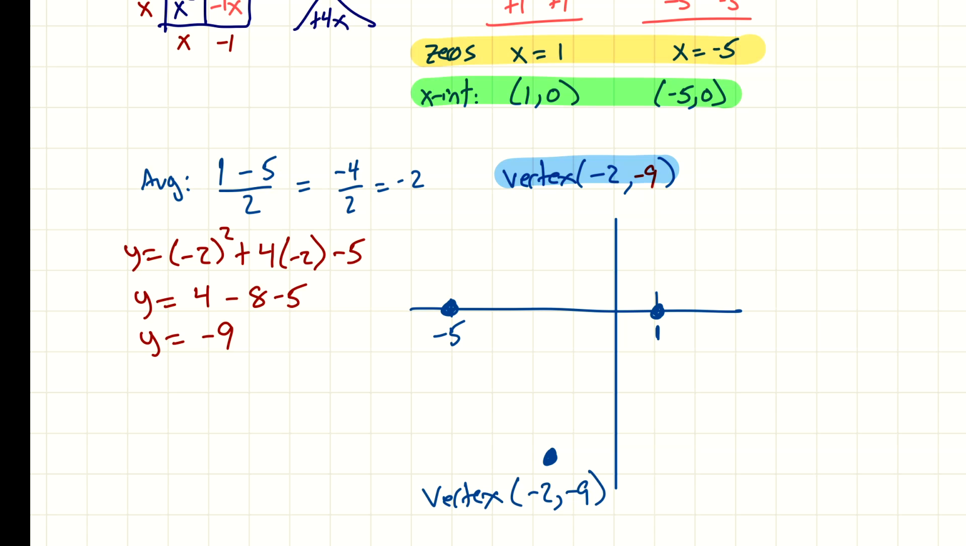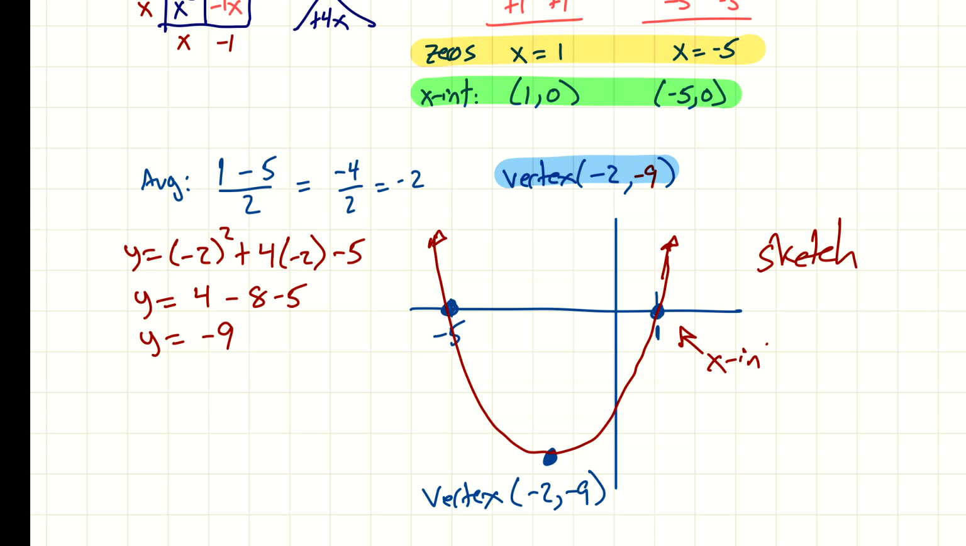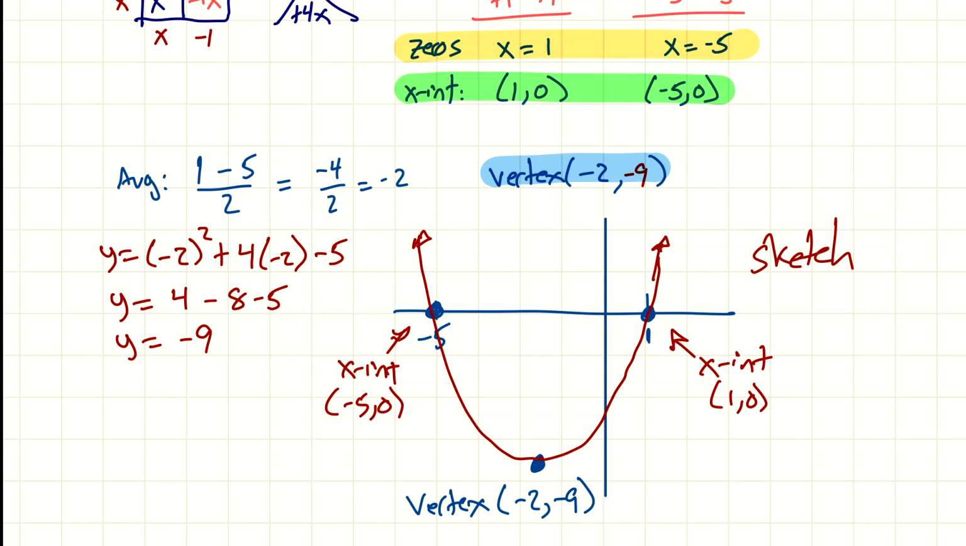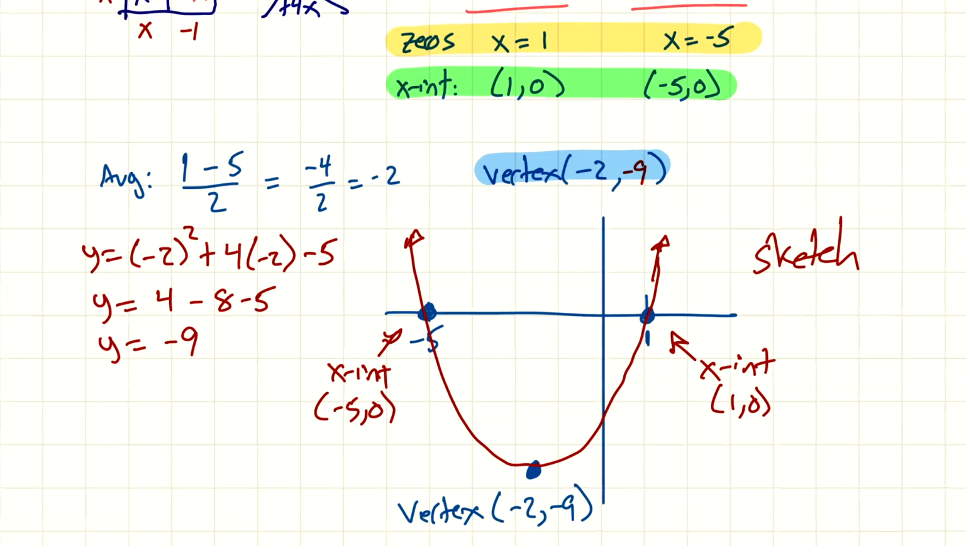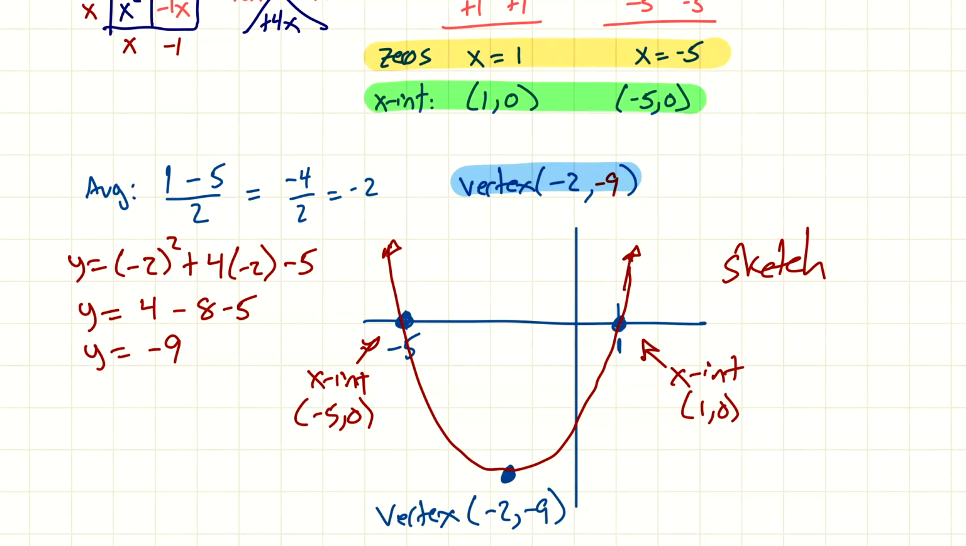And I'm going to sketch a picture of this. What this does is it gives us an idea of where this graph is. This is what we just call a sketch. It doesn't have to be super accurate, but it should have these points. This is your x-intercept, which was 1, 0, and this is your other x-intercept, which was negative 5, 0. So those 3 points give us a good idea of where that graph is. All right, so that's kind of what you need to be able to do.